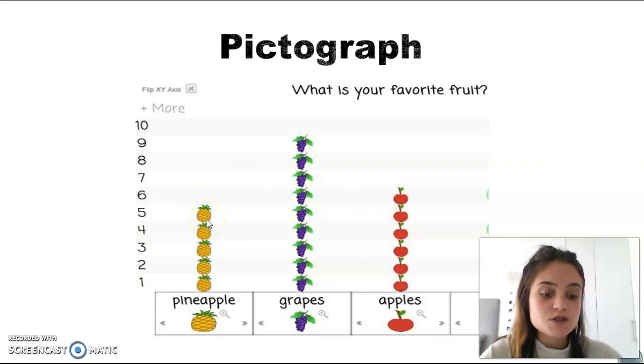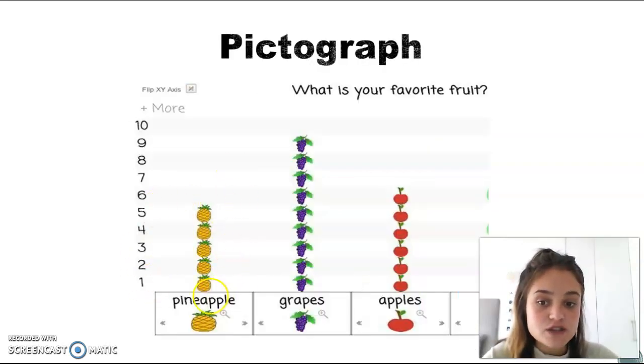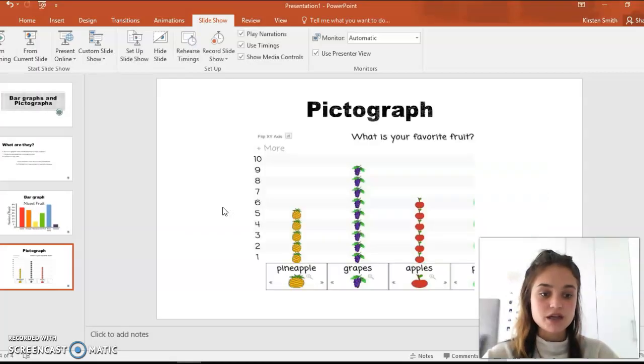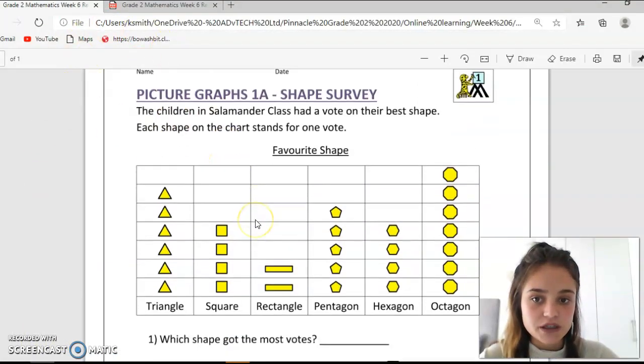But the difference between our bar graph, which uses lines, and pictographs like this one, is that they've drawn pictures for each answer. So for each person that said yes, they've drawn a fruit. Okay, and that's what you're going to be doing, boys and girls. You have your own activities that you're going to work through. And here's our pictograph that you're going to work through.